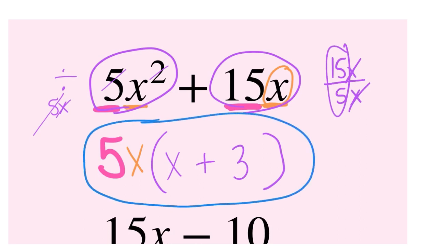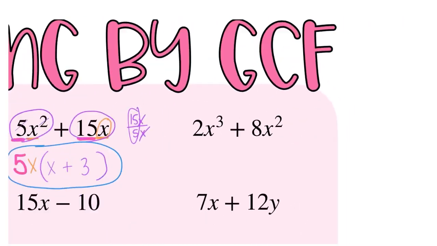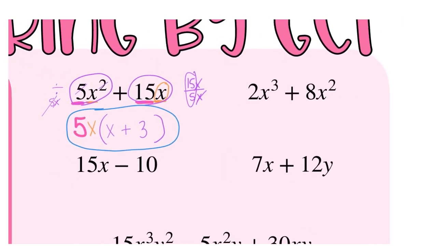And again, you could always check this by distributing. So you could just distribute and make sure that you would end up with this. And we definitely would. 5x times x is 5x squared. 5x times 3 is 15x. All right, so let's go ahead and do the rest of these. I'm just going to do them exactly the same way I did the first one.